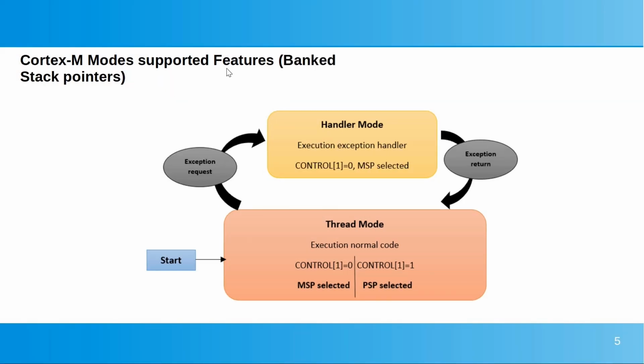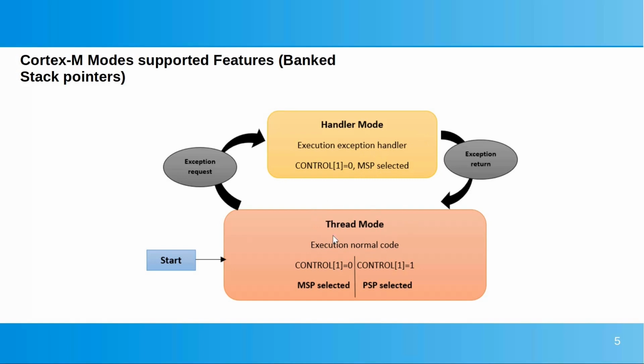The second set of features supported by the different modes within an ARM Cortex-M microprocessor is those banked stack pointer registers. The CPU in general has a single stack pointer. However, the stack pointer can point to what is called the main stack pointer or the process stack pointer. Hence, our Cortex-M microprocessor supports two banked stack pointer registers, the main stack pointer and the process stack pointer. When running in handler mode, the ARM Cortex-M microprocessor will always use the main stack pointer.